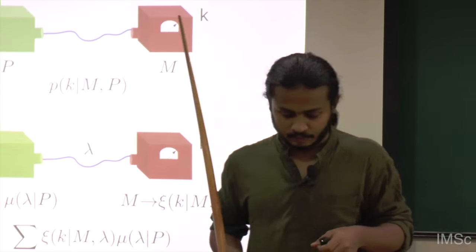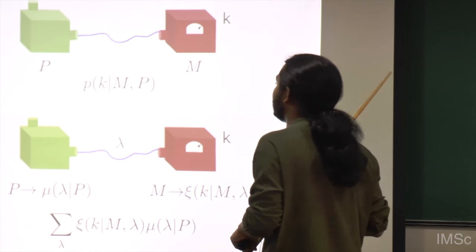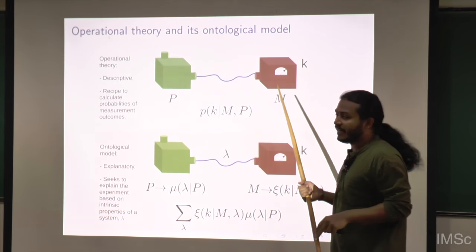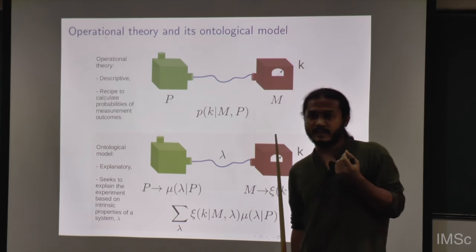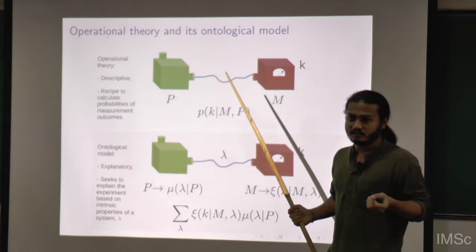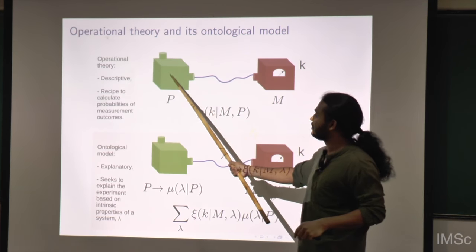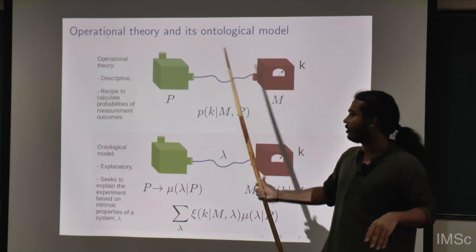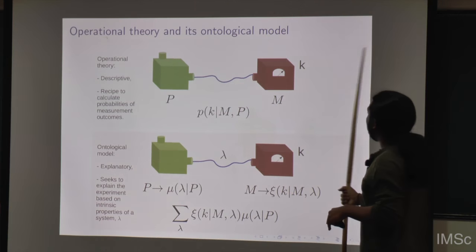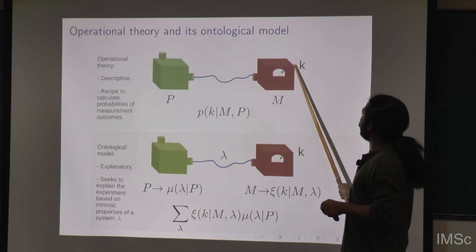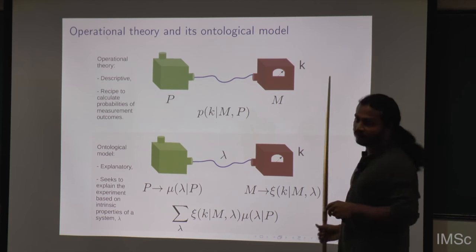Okay, so the first notion we are going to need is this notion of what an operational theory is and what its ontological model means. By an operational theory, we mean a theory in which the primitive objects in the theory are operations. They are things you can do in a laboratory. So these are operations like preparation procedures. This green box here is just some box where you press a button, it releases a system prepared according to this description. And this red box here is a measurement procedure, where once a system enters, you choose your measurement, and it gives you a certain outcome.